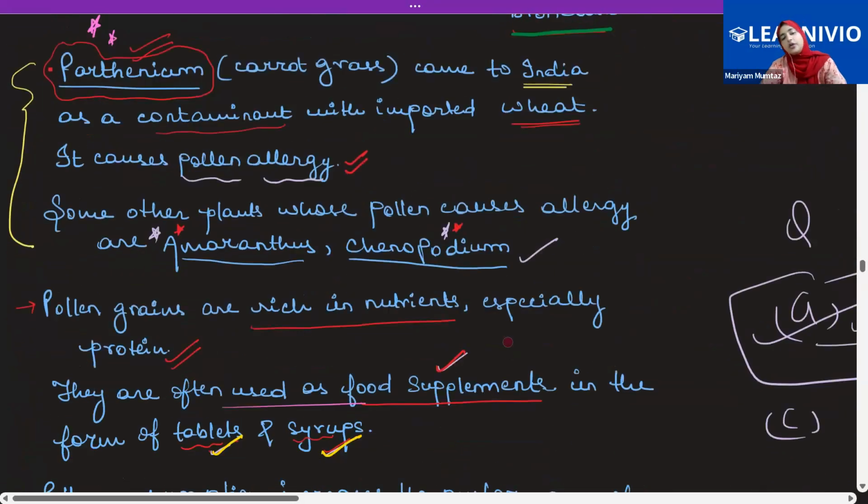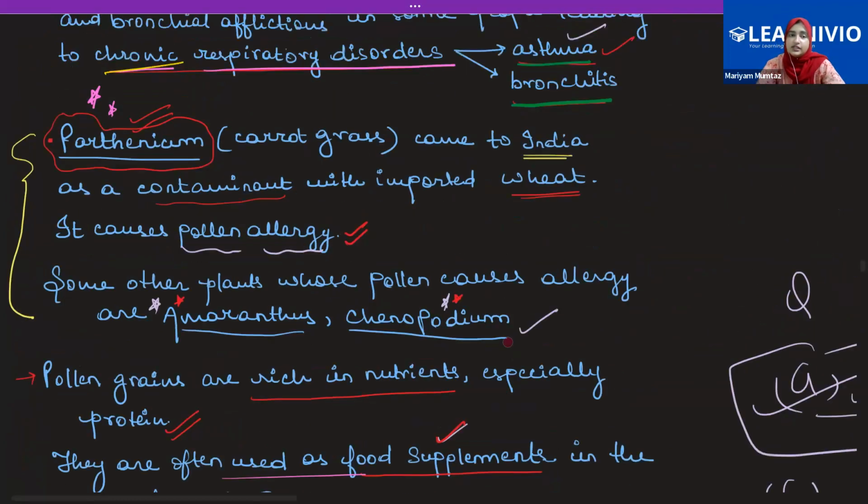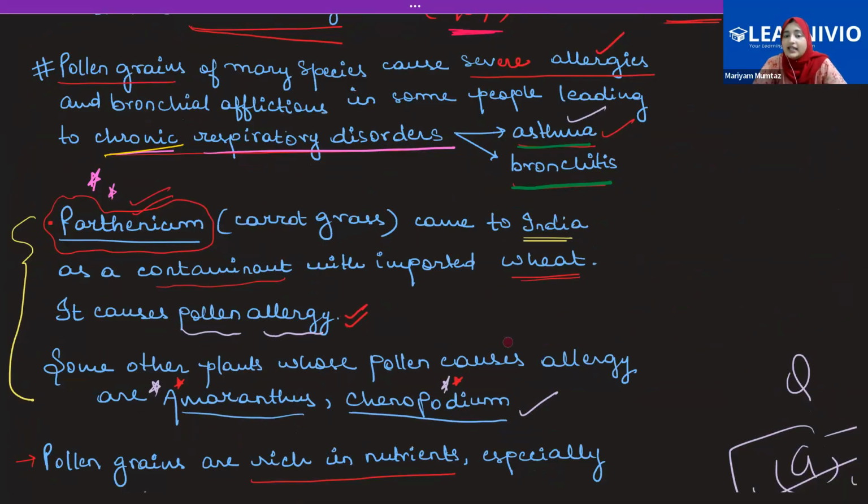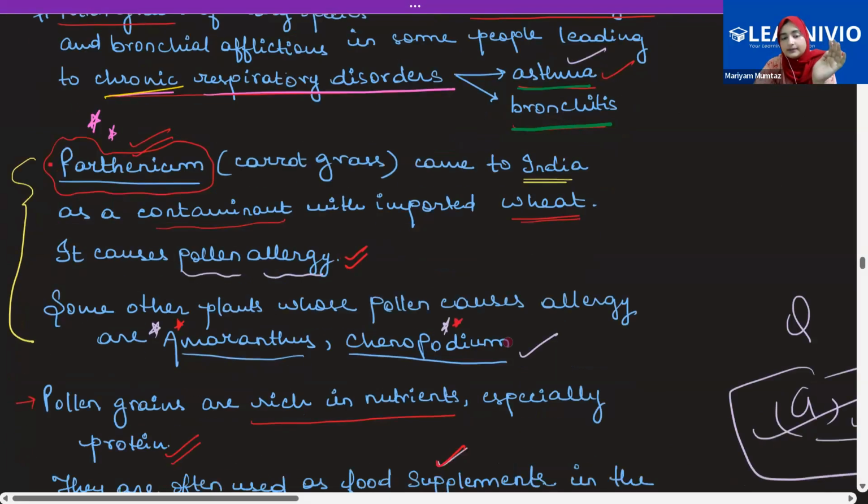Okay, so as I was talking about, there are many pollen grains which can cause pollen allergy, such as Parthenium. Parthenium is the scientific name of carrot grass. This particular plant came to India as a contaminant, meaning while wheat was being imported in India, it came along with it, and then it grew a lot, and it causes allergic reaction in many people. Other than Parthenium, Amaranthus and Chenopodium also cause pollen allergy.